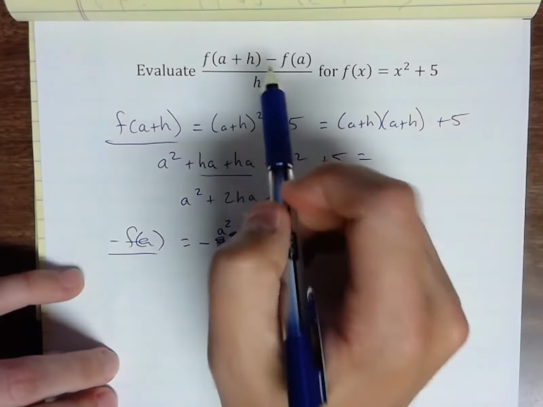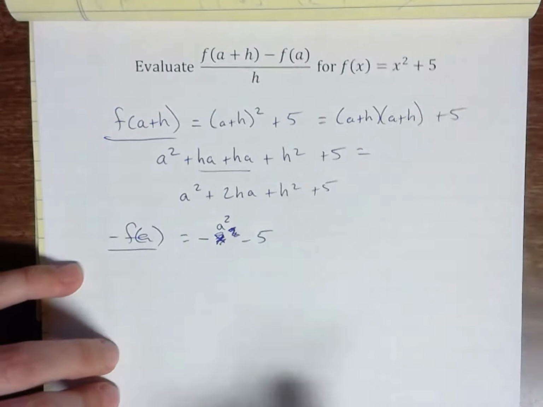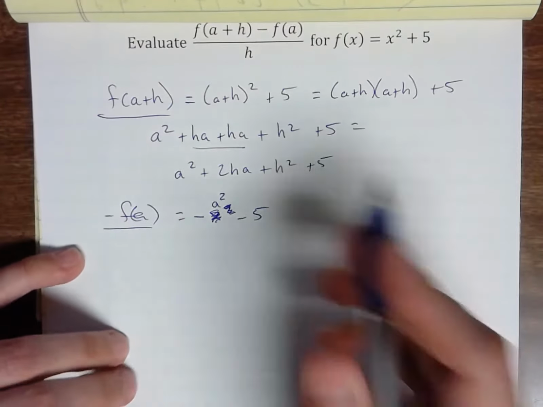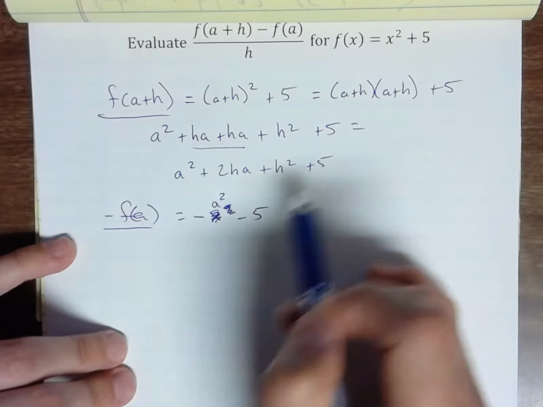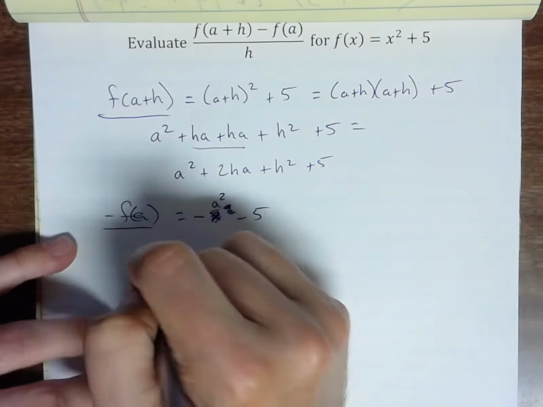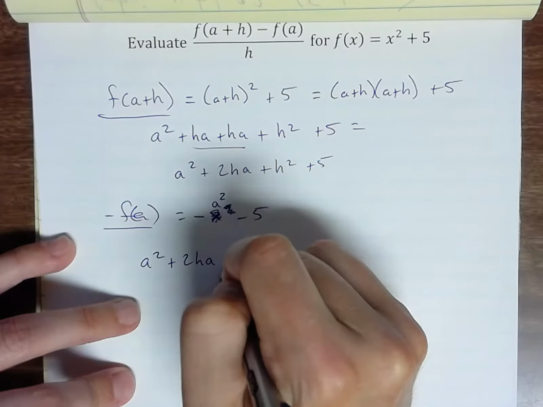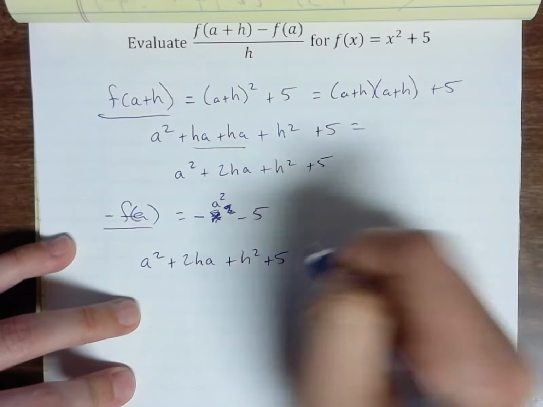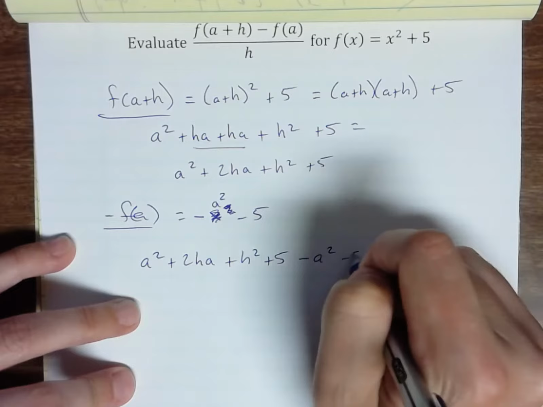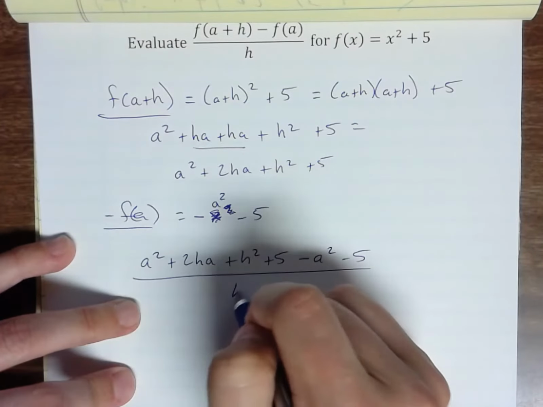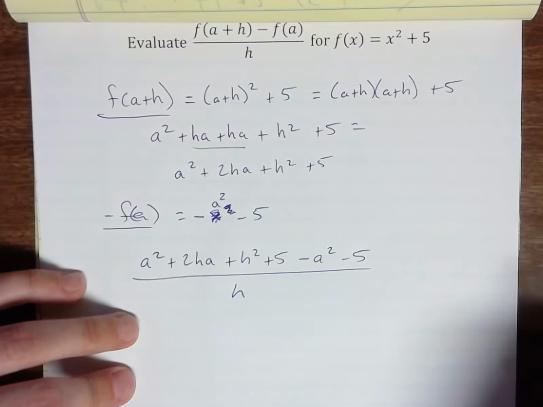Now let's put them together and actually use this relationship here. So we've got this whole thing and then this guy. So a squared plus 2ha plus h squared plus 5 minus a squared minus 5, and that's all over h.